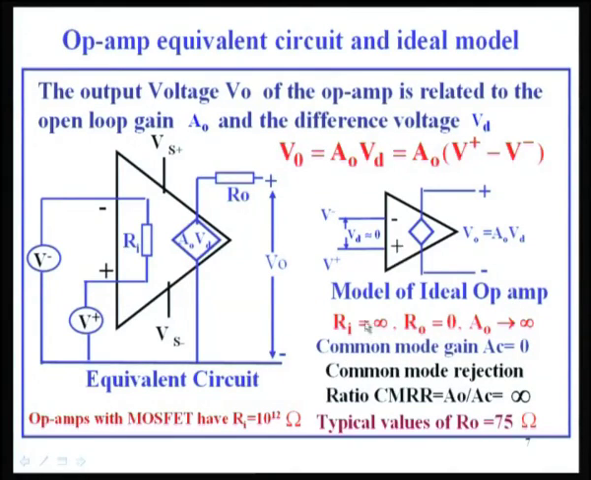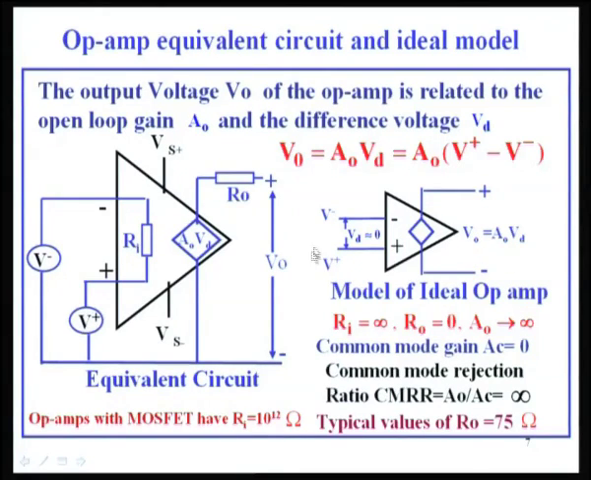Then there is one more factor. A naught is actually the differential gain, which is very large. Now, the common mode gain: supposing I apply the same voltage to these two terminals, V plus and V minus, shorted, ideally you must get 0 voltage. In practice, you will have some small voltage. So if I apply VC, the common voltage, I will get an output voltage V naught C.